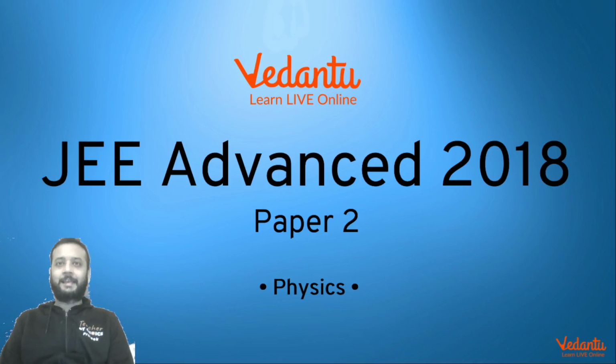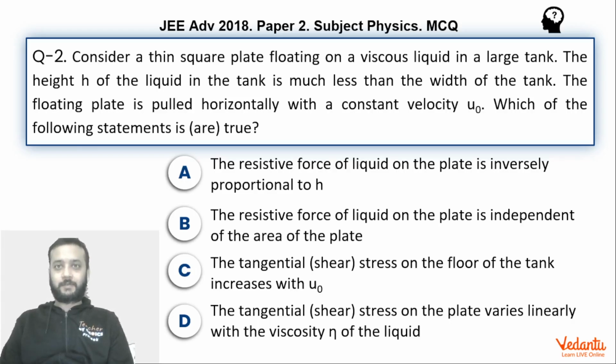Hi dear students, let's see this question that came in JEE Advanced paper 2 2018 in the section of physics. In this question, basically what is happening is that there is a large tank in which we have put a viscous liquid and there is a square plate which is being moved at a constant velocity u naught in the horizontal direction.